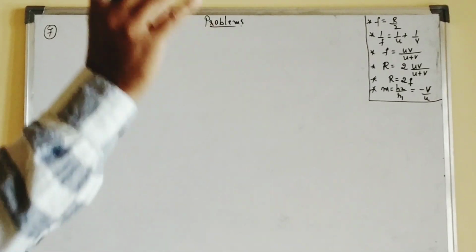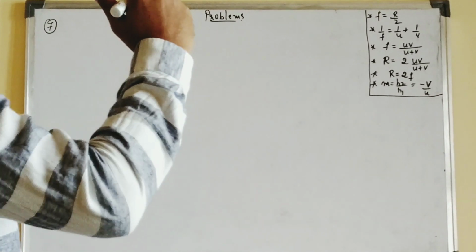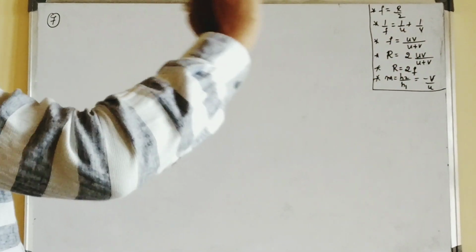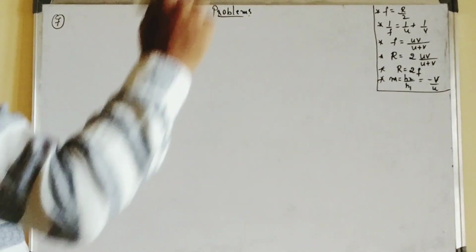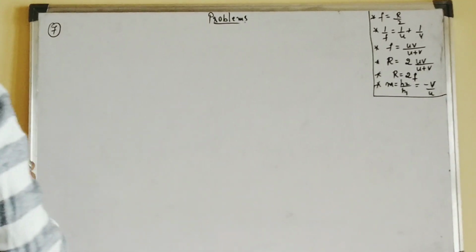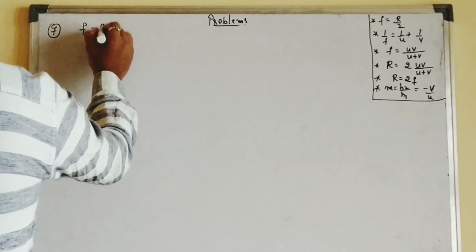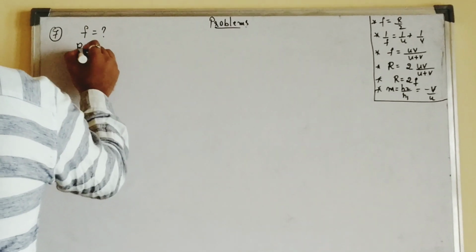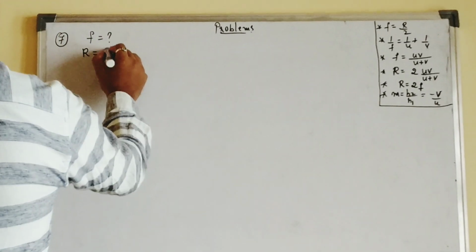So focal length, radius of curvature, principal focus, everything will come behind the mirror, means towards the right side. So the sign convention has to be positive. Why? Because we are moving in the direction of the incident ray. Okay. So now I have to find the focal length of the convex mirror given the radius of curvature is 1 meter. 1 meter means positive sign, that is +1 meter.